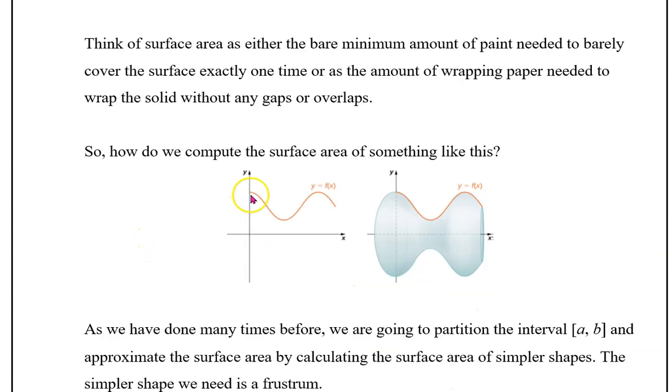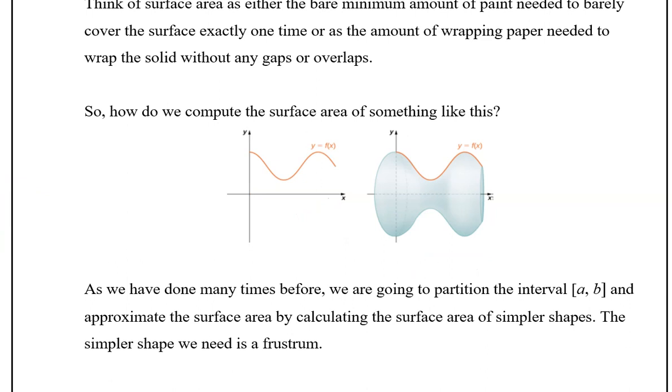In other words, we're going to take a curve that looks like this, as you can see here in this picture, and we're going to revolve it about an axis. In this case, it was revolved about the x-axis. The question is, now that I have this solid in three-dimensional space, how much paint would it take to paint the thing? That's what we're trying to find.